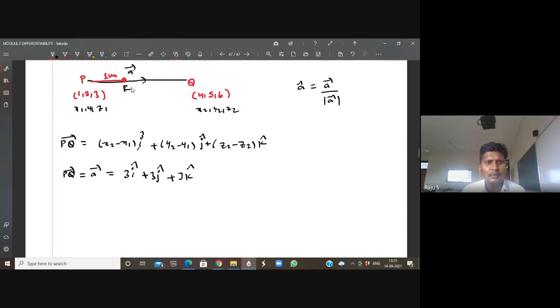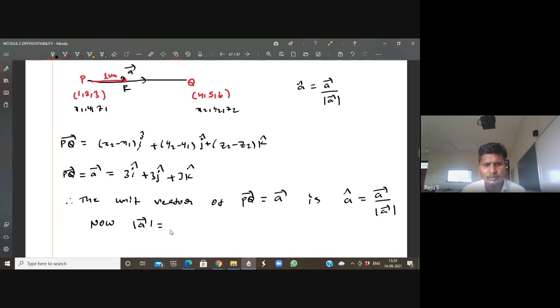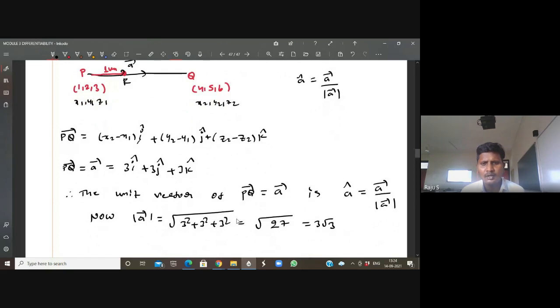Okay, so let us take this as R. We need to find vector PR. Therefore the unit vector of PQ is A cap, which is equal to vector A by magnitude of A vector. Now I'm going to find the magnitude of A. Magnitude of A is root of 3 square plus 3 square plus 3 square, which is root 27, that means 3 root 3. So here this is the magnitude.